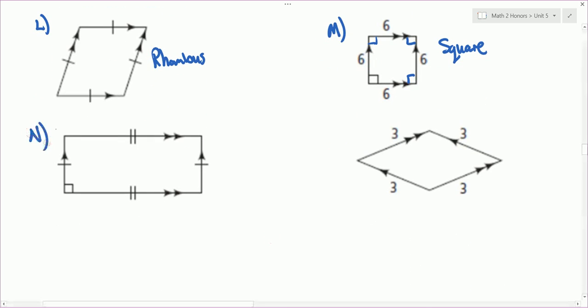N. We have a parallelogram, and again, we're going to get 90 degrees on all 4 corners for the same reason, so this is a rectangle. O, we have all 4 sides the same length, and so this is a rhombus.